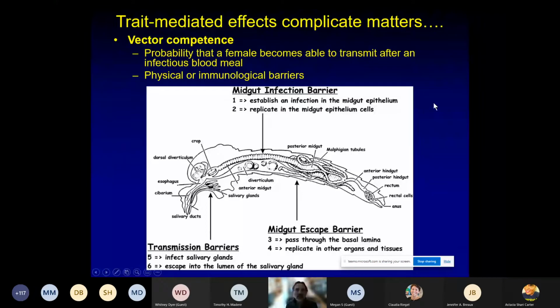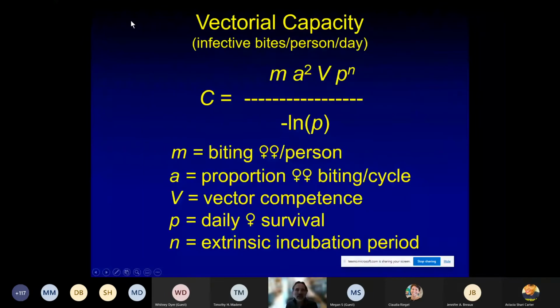Now, vector competence, that probability of an individual becoming infectious, contributes to another concept, vectorial capacity, which is a population characteristic for the vector population that quantifies the number of infective bites per person per day the population of mosquitoes can produce.